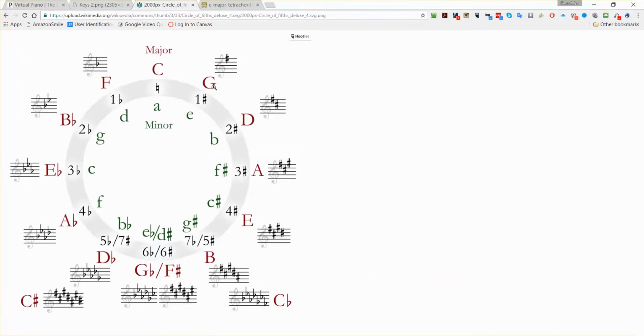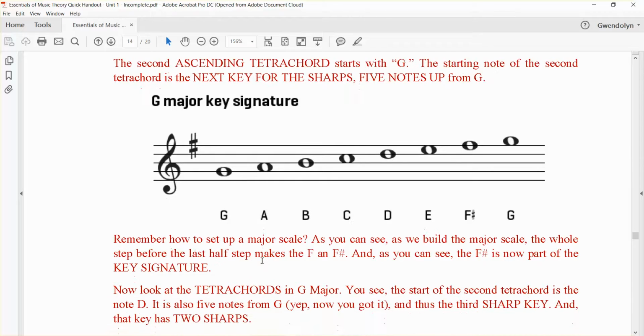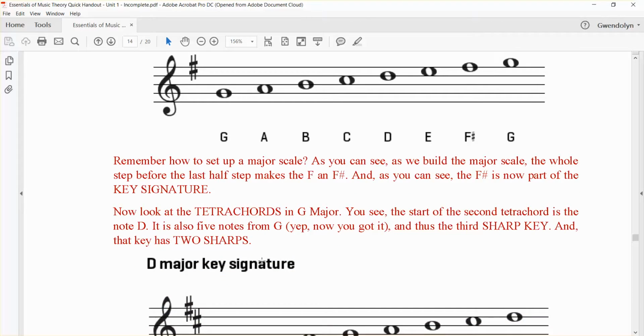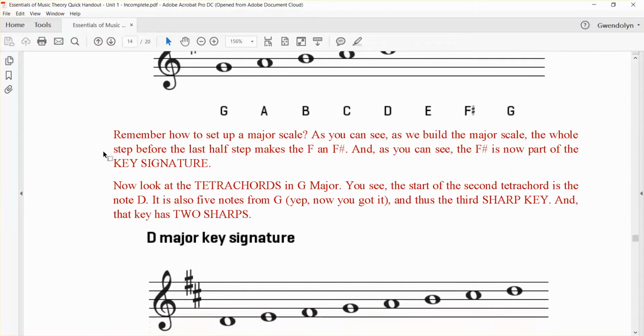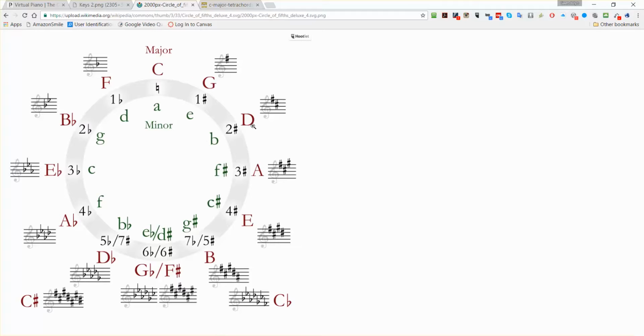Going back to the circle of fifths, this is our first sharp in the circle of fifths. So now we're at G, and we build the major scale. As you can see, as we build the major scale, the whole step before the last half step makes F an F sharp, and that F sharp is now the key signature, and it is the first sharp. Now, if you notice G major, the first tetrachord is G, A, B, C. The second tetrachord starts with a D, and therefore it is our next key in the key of sharps, and is also the fifth letter in the G major scale. Going back to the circle of fifths, there it is. So our next key in sharps is the key of D, which has 2 sharps.